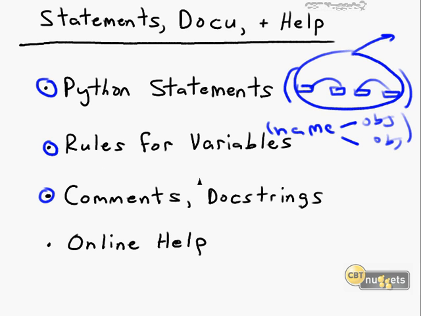We then moved into commenting and documentation strings. You should be familiar now with how to use the pound sign to do a one-line comment, triple quoted strings to do multi-line comments, and these special attributes called docstrings. Finally, we looked at online help. It's not so much what you know as if you know where and how to look up the answer.